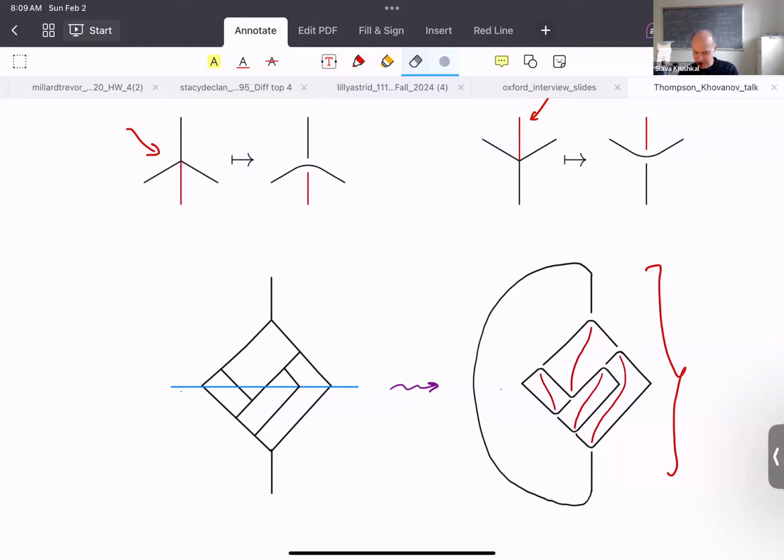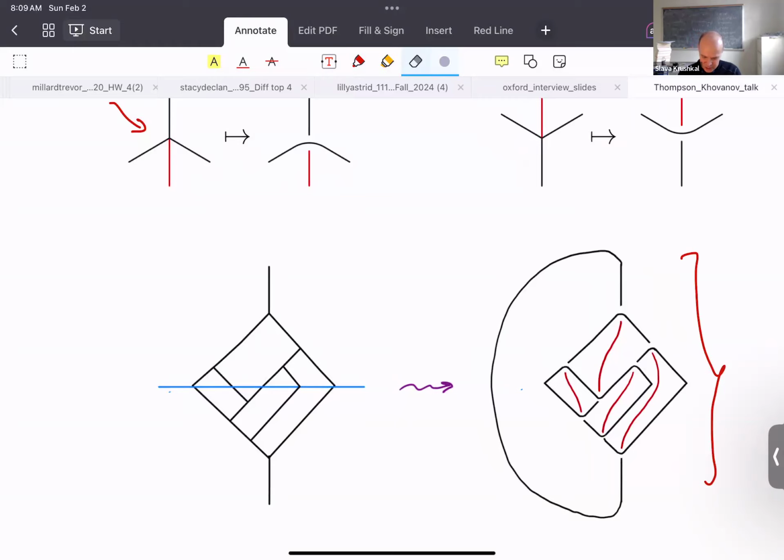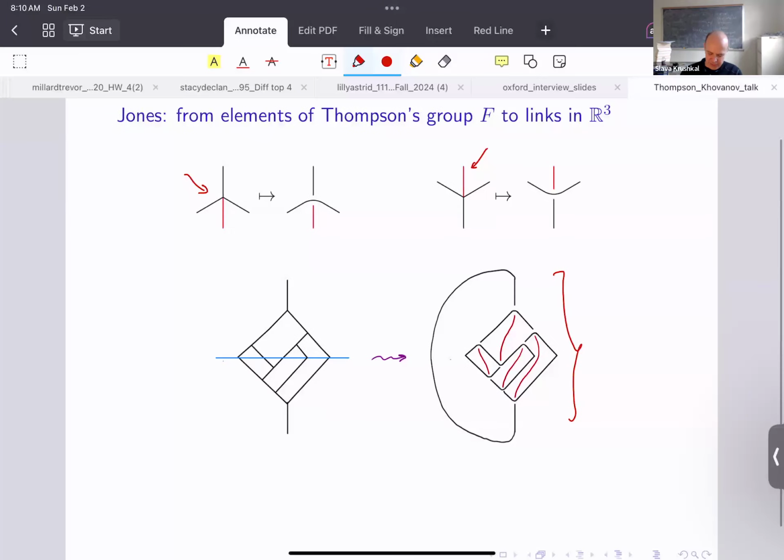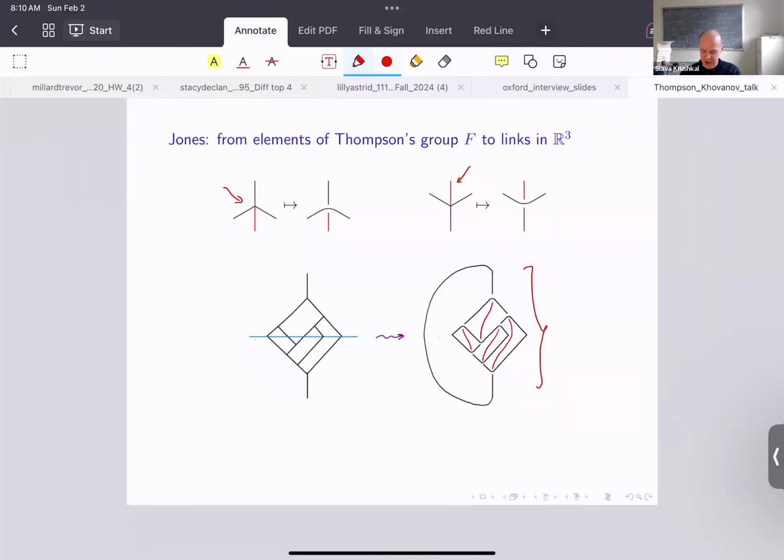There are these additional strands that are drawn red, but this is just for convenience to see, in each of these regions in the plane, you add one of these red strands just to make it 4-valent and so on. But at the end of the day, there is nothing special about them. They don't have to be red on the right. So you just get a link. Okay, so this is the review of Jones's construction.